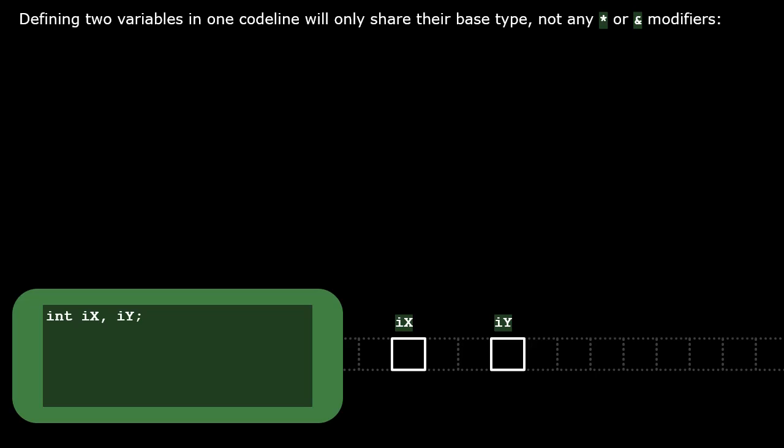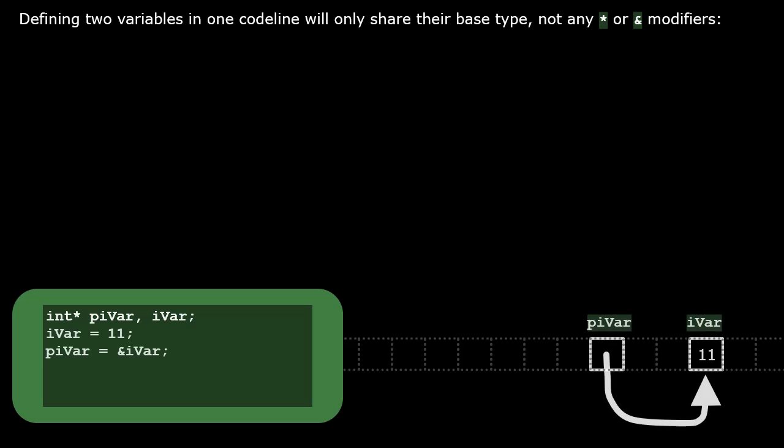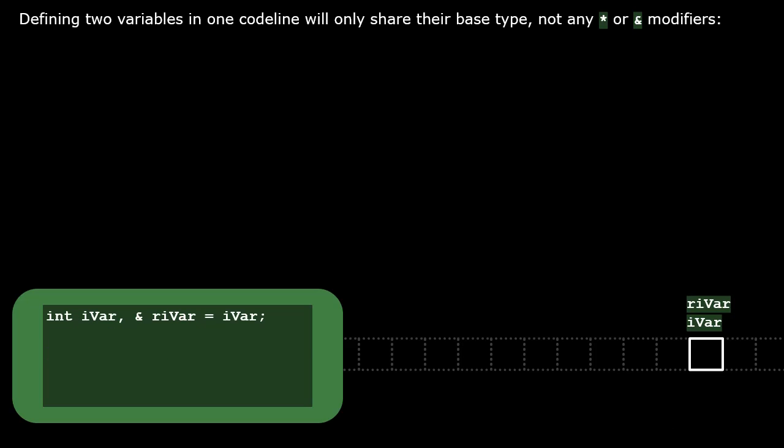If two variables have the same base type, they could be defined on the same code line. We usually don't do this, however. This example illustrates why it's a good idea to avoid that ability. You might wonder, is ivar's type an int or a pointer to an int? The answer is that it is only an int. Modifiers, like that star symbol, only affect one variable. By the way, the reference modifier also only affects one variable.